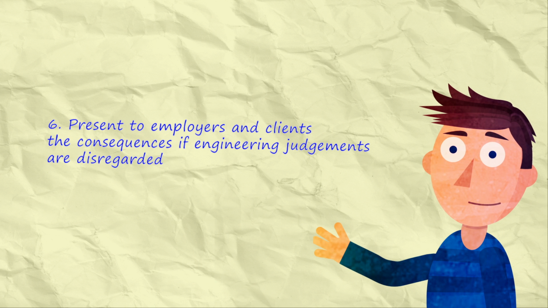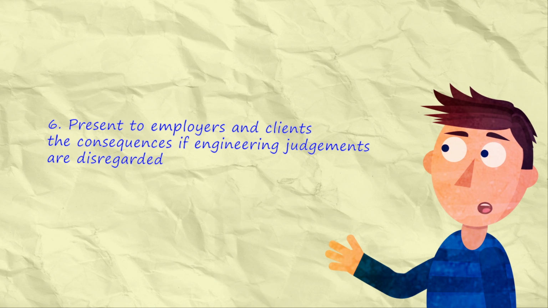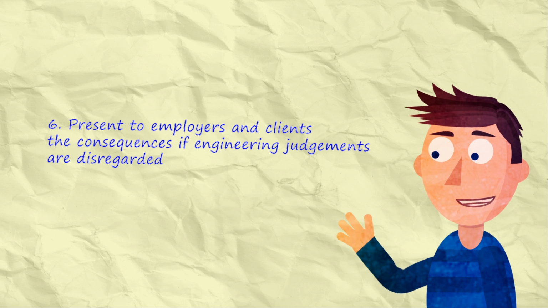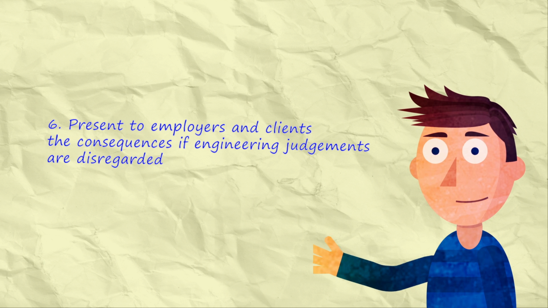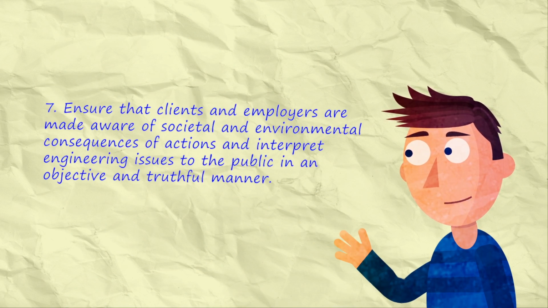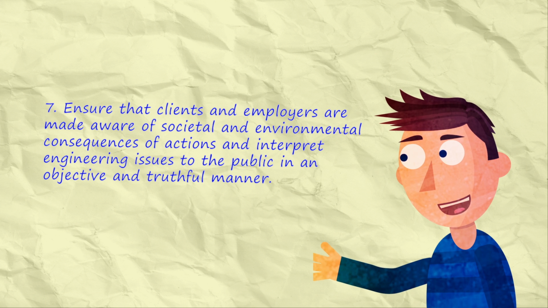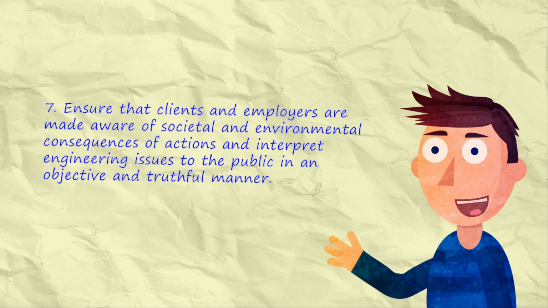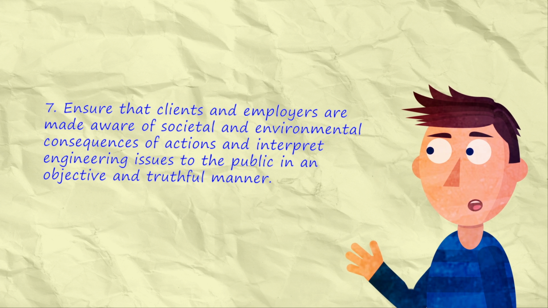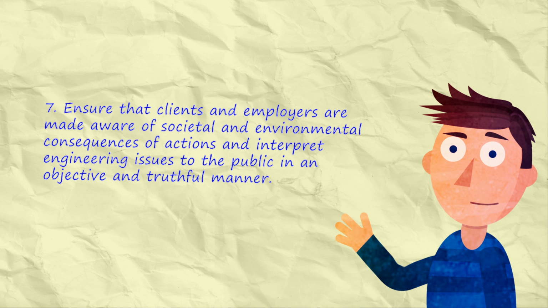Number 6, present clearly to employers and clients the possible consequences if engineering decisions or judgments are overruled or disregarded. Number 7, be aware of and ensure clients and employers are made aware of the societal and environmental consequences of actions or projects and interpret engineering issues to the public in an objective and truthful manner.